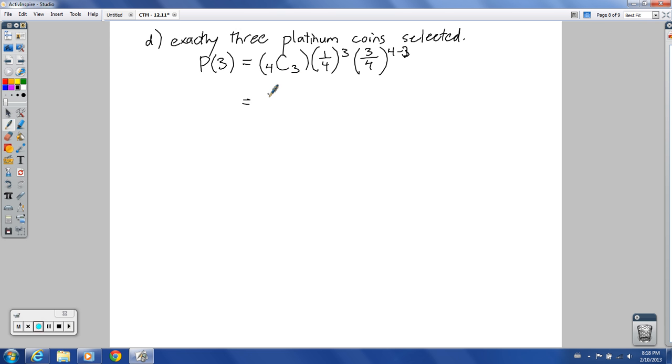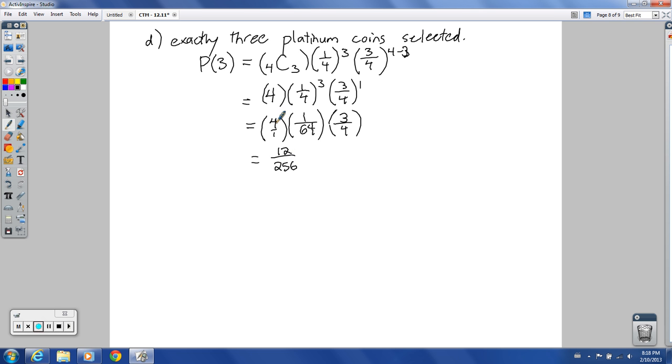I'm thinking of my next step already. 4 choose 3. There are 4 ways to do that. This would be 1/4 to the third still. This would be 3/4 to the first now. And so this becomes 4. You could write that as 4 over 1 if you felt like it. I'll do that here. This would be 1 over 64. This would be 27. I'm sorry. Man, no it wouldn't. This is to the first power, Mr. Wagner. Thank you. Okay, thanks for that reminder. This would just be 3/4. And so here I have 4 times 1 times 3. That is 12. 1 times 64 times 4, 256.